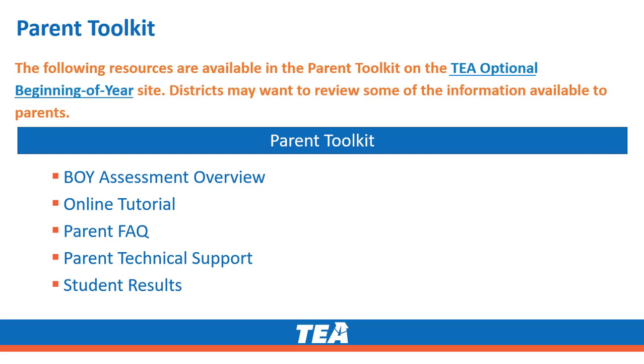Parent Toolkit. The following resources are available in the Parent Toolkit on the TEA optional Beginning of Year site. Districts may want to review some of the information available for parents. The Parent Toolkit contains the BOY Assessment Overview, the online tutorial, the Parent FAQ, Parent Technical Support, and Student Results Presentation.